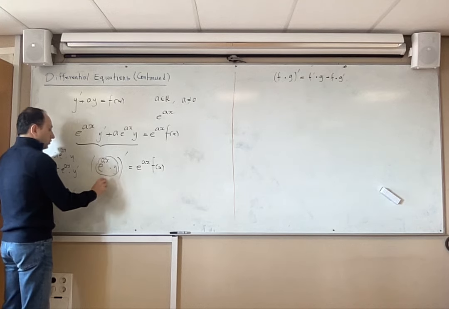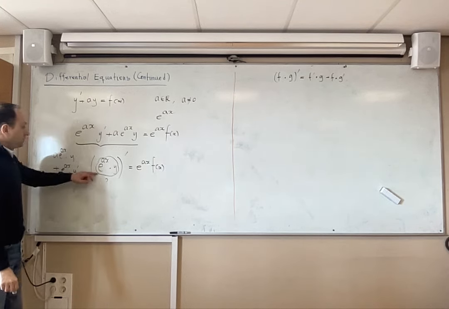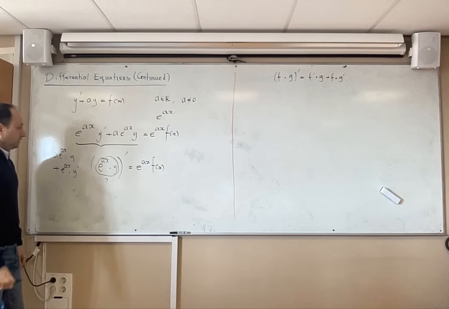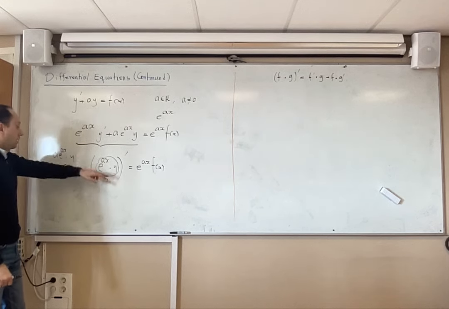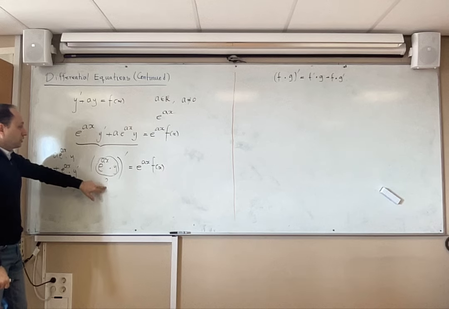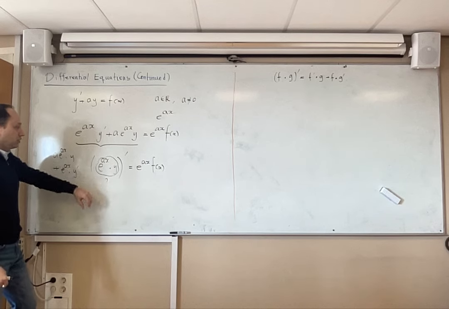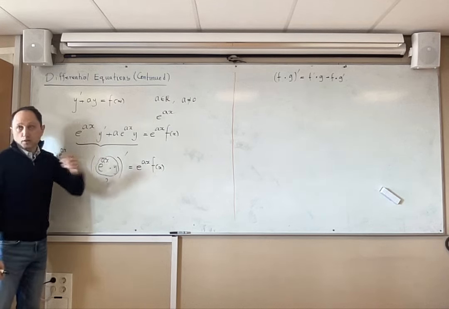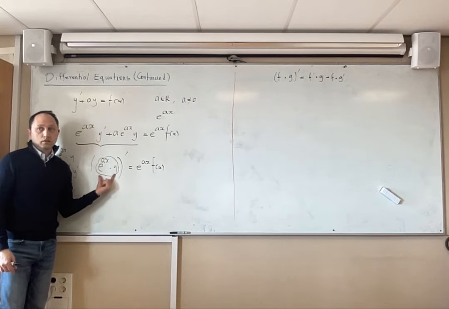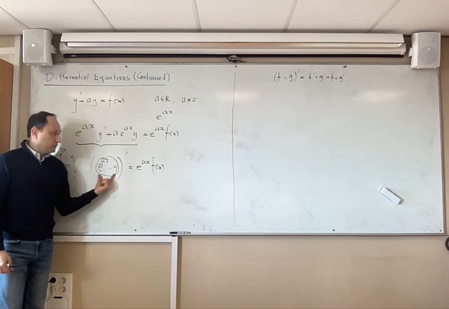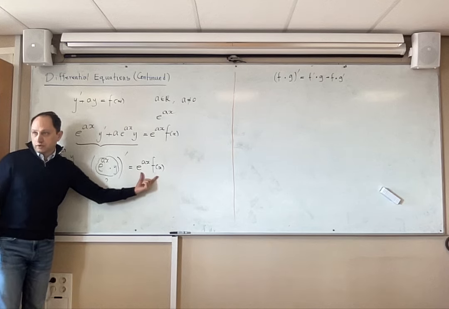This is still unknown. Why is this unknown? e to the power of ax is known to me, but y is still unknown. y is what I'm looking for. If y is unknown, the whole combination is unknown. But I know something about this unknown: I know its derivative is this combination. So if I ask you what this one is, what do you say? A primitive function of this combination, whatever it is.